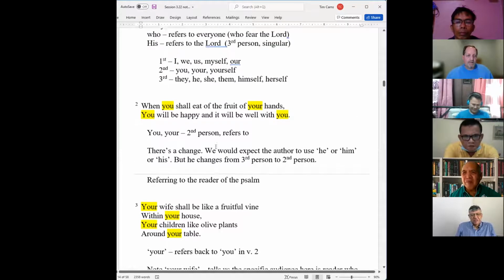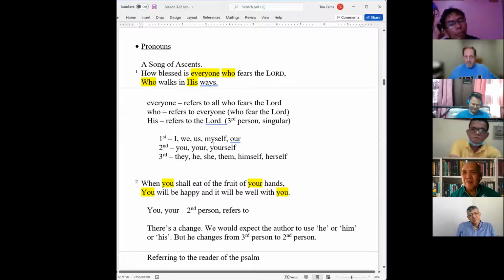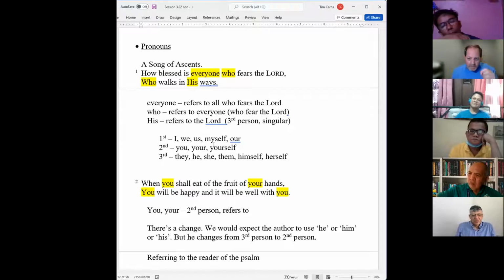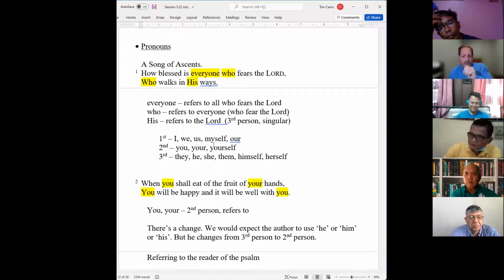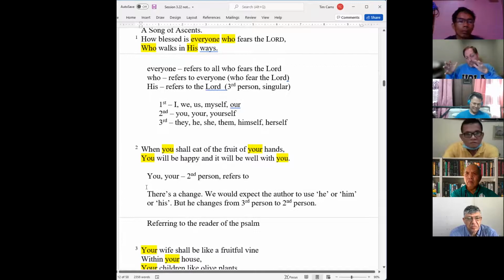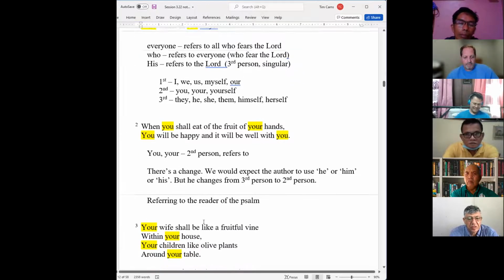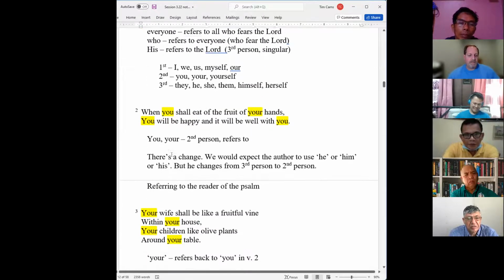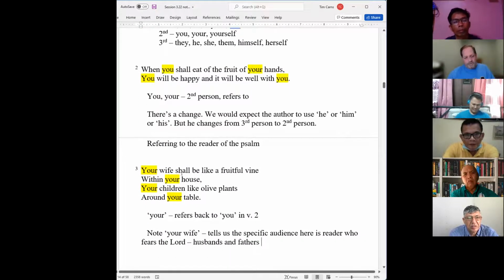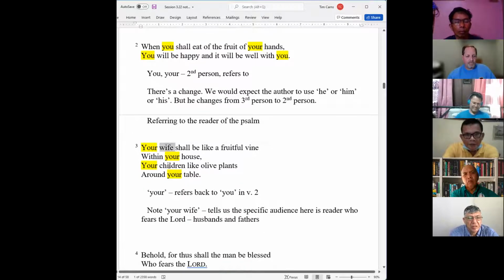He makes a general statement in verse 1. Everyone who fears the Lord is blessed. Okay, that's true. But in this particular psalm, the psalmist has chosen to direct his attention specifically to husbands and fathers, specifically to men who have wives and children. Okay? That's his particular audience. So he doesn't keep it general. He directs it to a specific group, and that group has a wife or children.